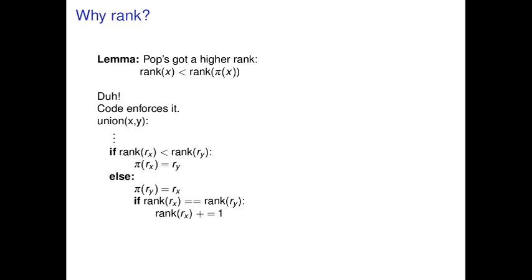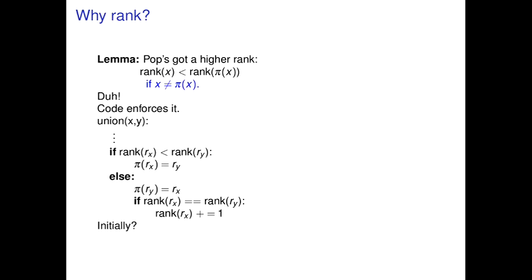So here this condition is true, rank of X is less than rank of Y by the enforcement. And here we set the parent of Y to X, and we increase the rank of X if there's a tie. So now you have this sort of total order up the pointer chasing.